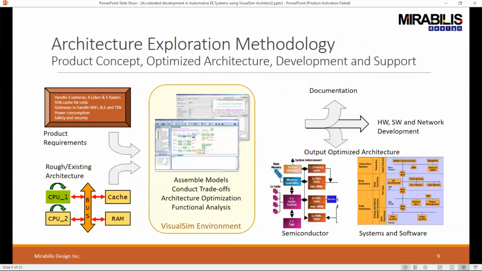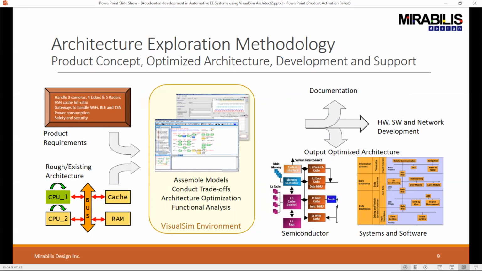So now going ahead, the architecture exploration methodology is being explained here. We start off with the product requirements. It can be the number of sensors required for a system, the power consumption requirements, or the safety or security requirements. And then we can also define the architecture requirements, like how many ECUs there are, and the bus or topology requirements.